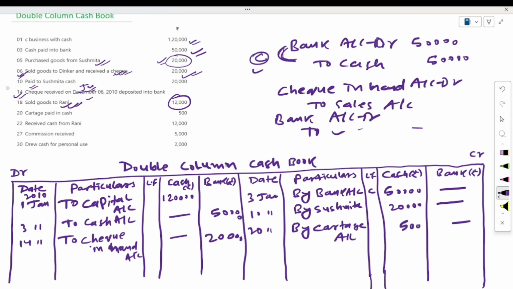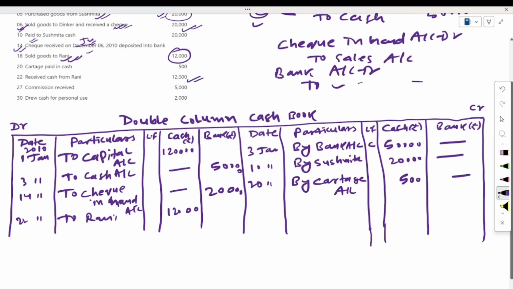Next, received from Rani. How much? 12,000. You are receiving from Rani. You will write here "To Rani". How much? 12,000. Cash you are receiving, so we will show it in the cash column. On which date? 22nd Jan. Commission received. How much? 5,000. We will write here "To commission received account". How much? 5,000. Because commission will also be received in cash.